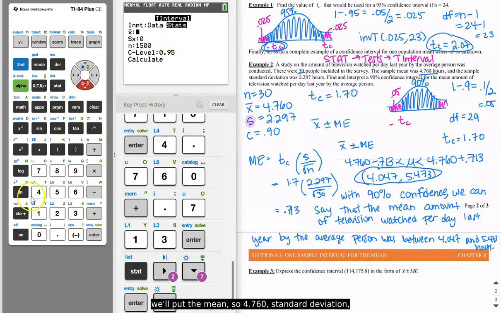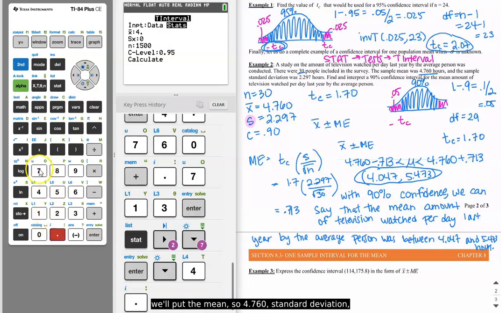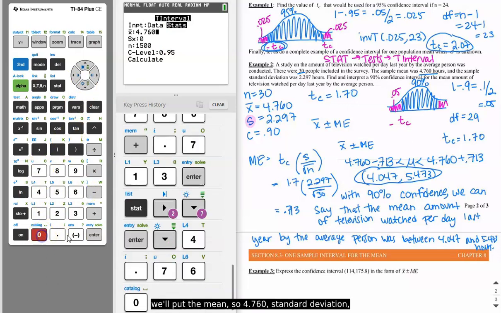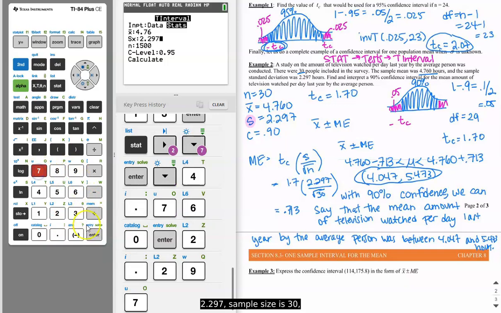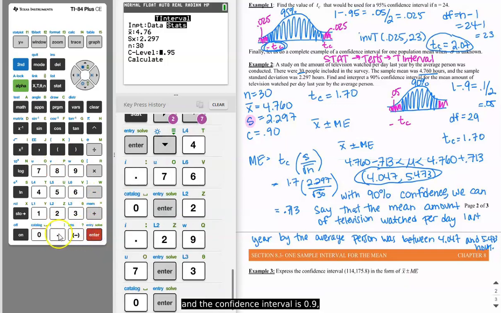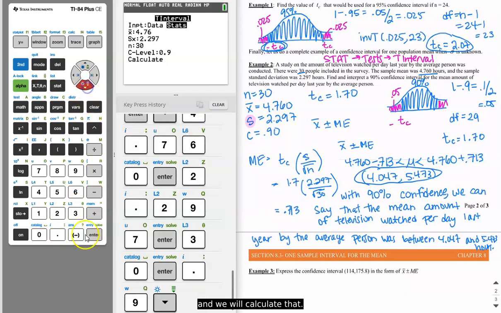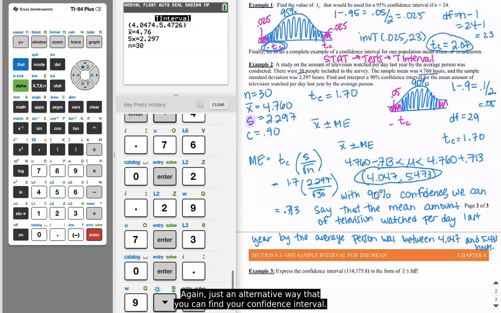So we'll arrow down, we'll put the mean, 4.760. Standard deviation, 2.297. Sample size is 30, and the confidence level is 0.9, and we will calculate that. So hopefully these should match. And if you notice, 4.047, 5.473 is what we found. So again, just an alternative way that you can find your confidence interval.